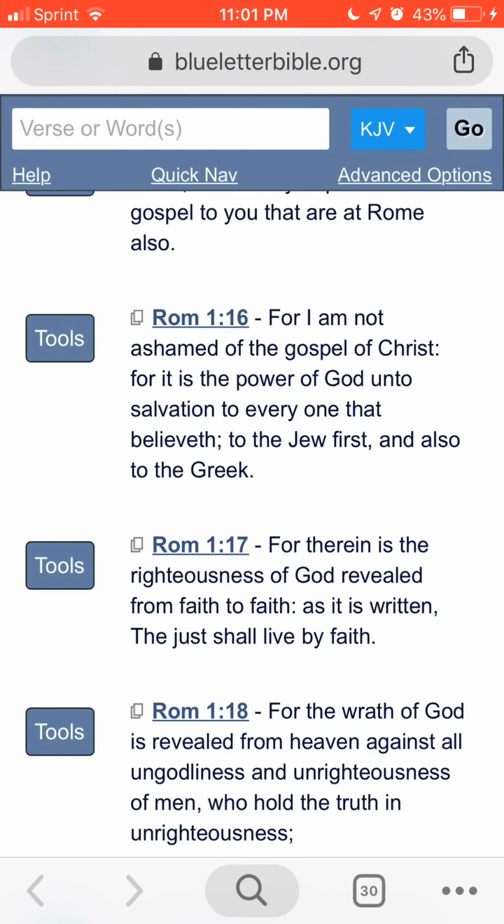It says, "For I am not ashamed of the gospel of the Mashiach, for it is the power of the Most High unto salvation to everyone that believeth. To the Jew first," right? Meaning the Israelite that's born in the land, okay? And also to the Greek. The Greek is the Israelite that's born in a foreign land.